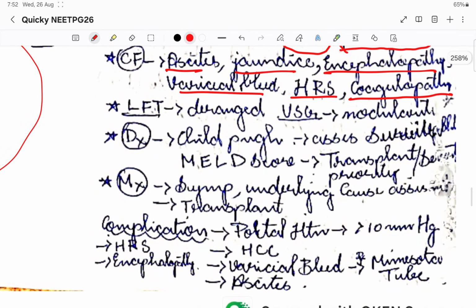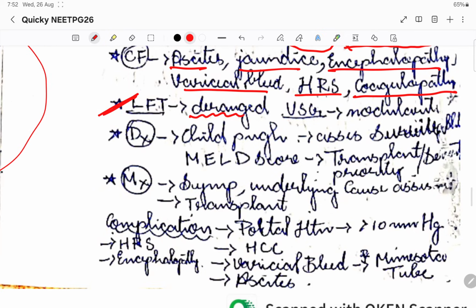When we do the LFT, as we discussed in the beginning itself, LFT will be deranged. AST, ALT will be raised because all the hepatocytes are damaged. Whatever is inside is coming out, leaking out. When we do ultrasound, there will be nodularity. So the liver would look something like this. It used to be smooth, it was supposed to be smooth like this, but there will be nodularity.